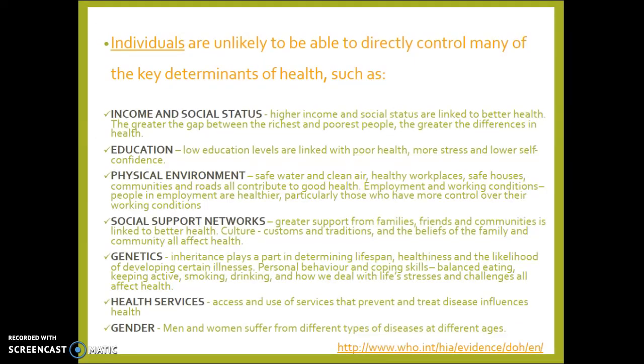So an individual is often unlikely to be able to control some of the key determinants of health. Obviously, we have some influence or impact, but it's not always within our ability to control our income and social status. Our education can be somewhat controlled. Our physical environment is sometimes determined for us. Some of the social support networks are determined for us. Genetics, unfortunately, is one of those things we can't change. Access to health services is an extremely important one. It's going to vary for many students, whether they're rural, metropolitan, or living in the city.